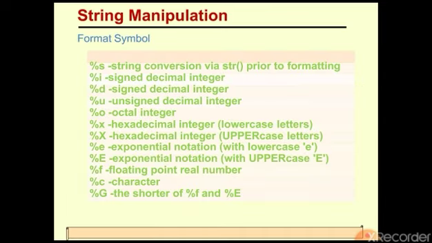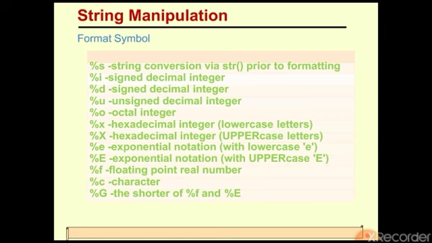Now we come to the next slide, which is format symbols. These different format symbols are used for manipulating strings. %s is for string conversion, via str. Second, a signed decimal integer is indicated by %i. You denote it with the percentage sign, which is the sign used for specifying different format symbols. These format symbols are used for outputting different types of characters in your string.